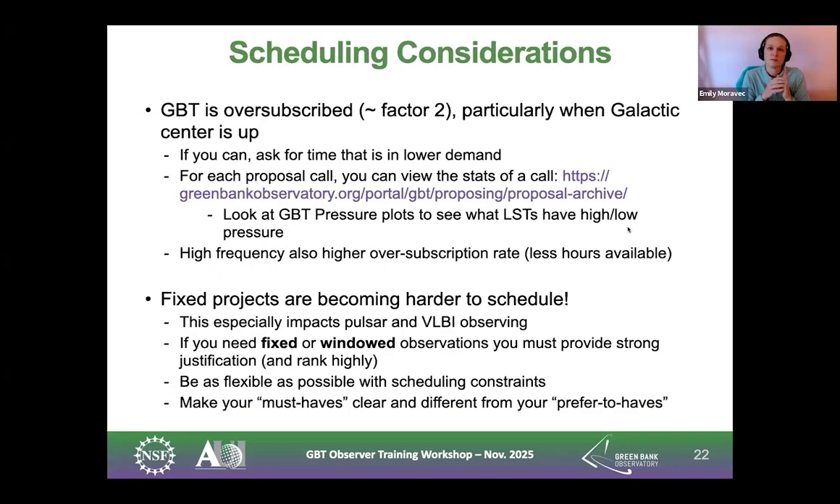So just some pieces of information for you to know about scheduling. The GBT is oversubscribed by about a factor of 2, particularly when the galactic center is up. A lot of people want to look at the galactic center, but it is not up for very long here, so it is highly oversubscribed.